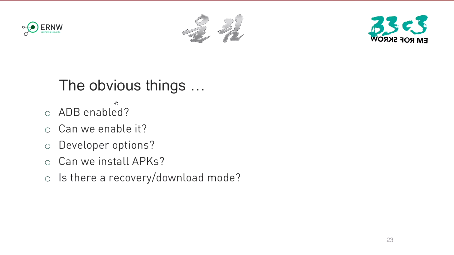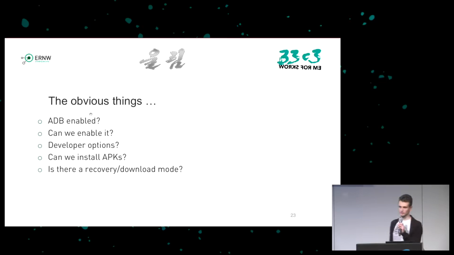At first we tried the obvious things, like, is there ADB enabled? No, it wasn't. Can we enable it? No, we couldn't. Are there the developer options? You know them, you press 5 times the build number of Android and then boom, you're a developer and you can do advanced configuration. No, they also disabled that. Can we install arbitrary APK files? No, Florian already showed that to you. If you try to install any APK file, like a terminal emulator that would help us executing arbitrary code, that didn't work. You need to have a signed APK.